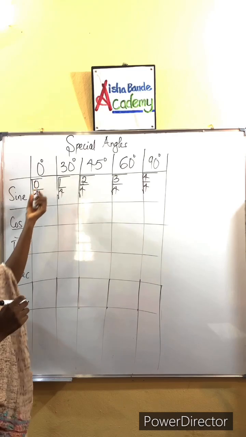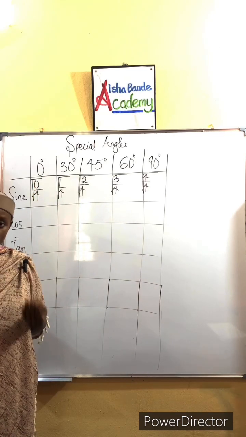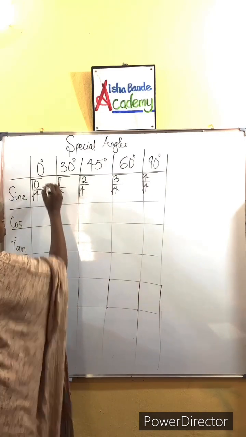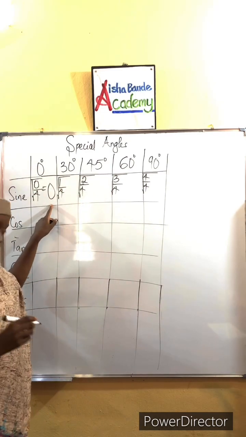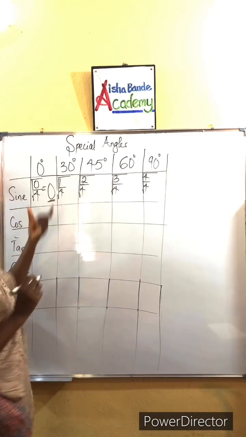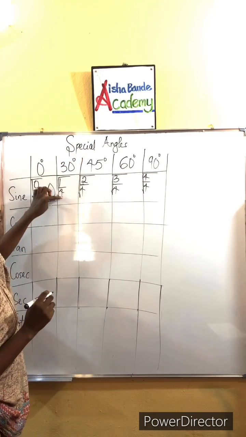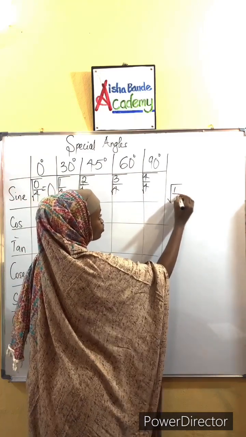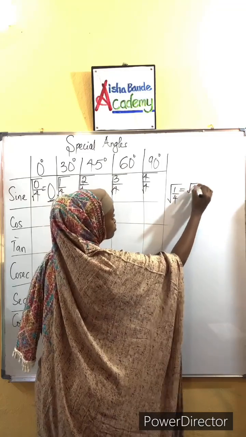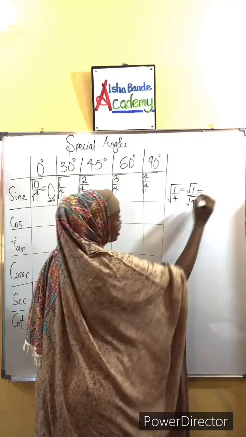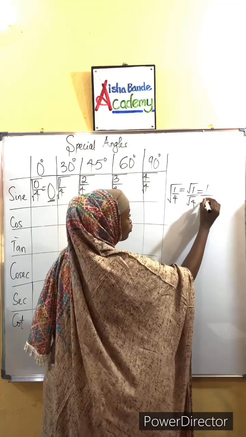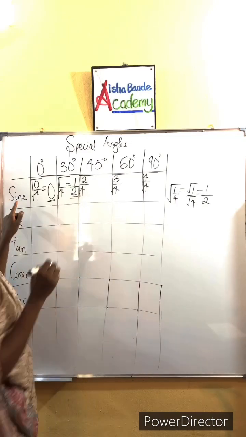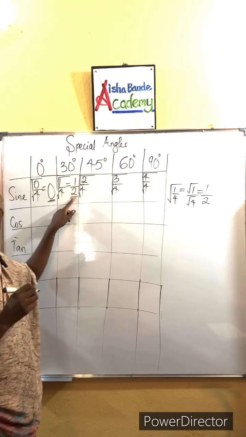Okay? So let's begin with this. 0 divided by 4 is 0. And the square root of 0 gives us 0. So our answer here is going to be 0, meaning that sine 0 is 0. Okay? So this is the answer. Moving on to the next one. We have square root of 1 over square root of 4, where the square root of 1 is 1 and the square root of 4 is 2. So here, our answer is 1 over 2. So what this means is sine 30 is 1 over 2.